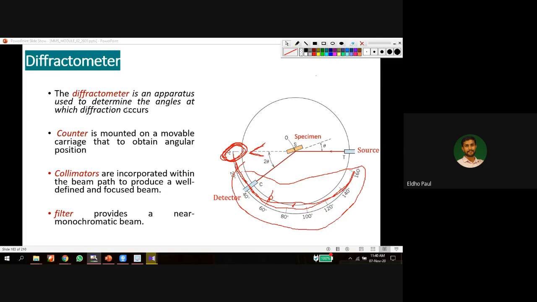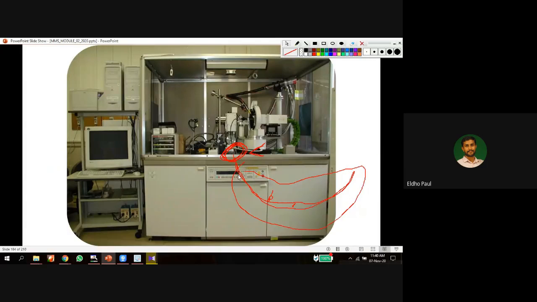It is an apparatus used to determine the angle at which the diffraction occurs. The counter is mounted on a mobile carriage that obtains the angular position. This region is called the counter. Collimators are placed in the beam path to produce a well-defined beam. Along with the collimator, filters are used to produce monochromatic beams. So this is the X-ray diffraction setup.